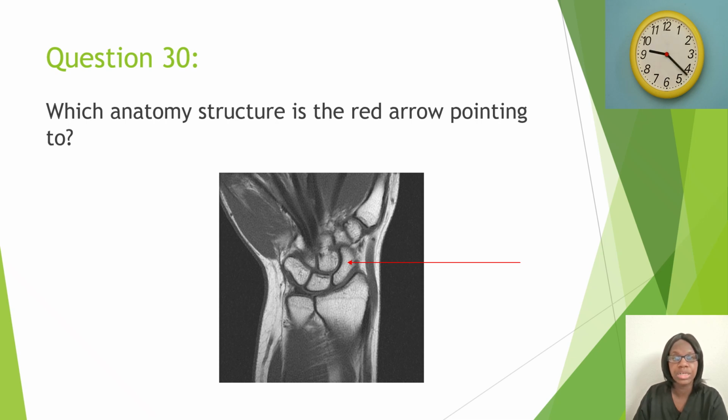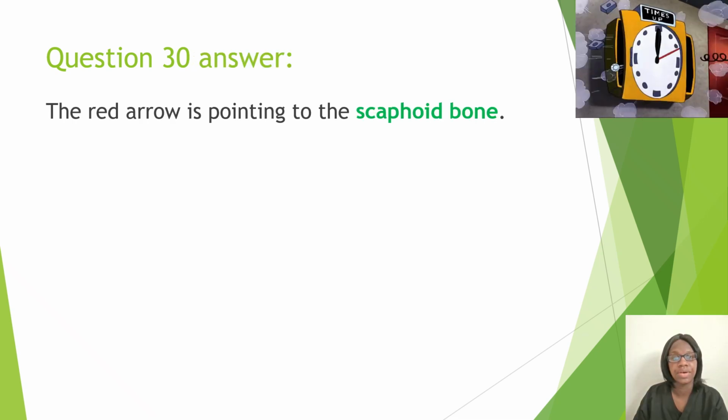Question 30. Which anatomy structure is the red arrow pointing to? The correct answer is the scaphoid bone.